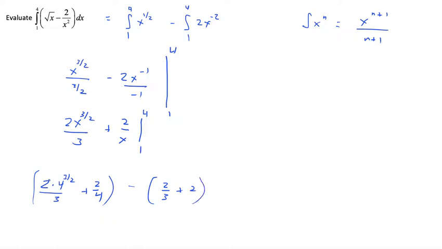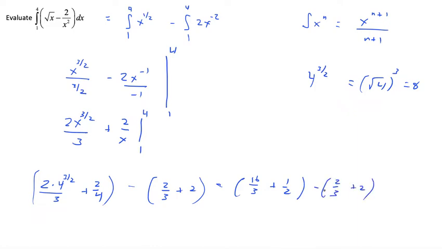And now we've got to do a little bit of algebra here. What is 4 to the 3/2 power? Well, that's the square root of 4 to the 3rd power, which is just 8. So what did that give us? It gives us 8 times 2, so 16 over 3 plus 1/2 minus 2/3 plus 2. We can deal with that minus a little bit later. So 16 over 3 minus 2/3 is 14 over 3, and then 1/2 minus 2 is just negative 3/2.